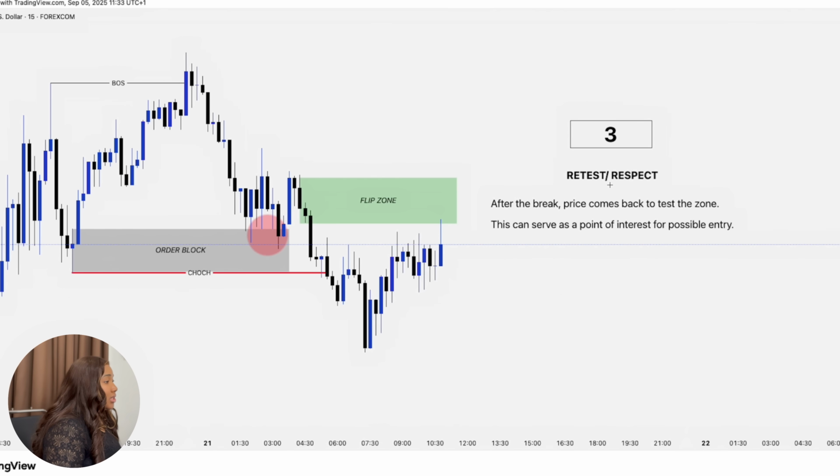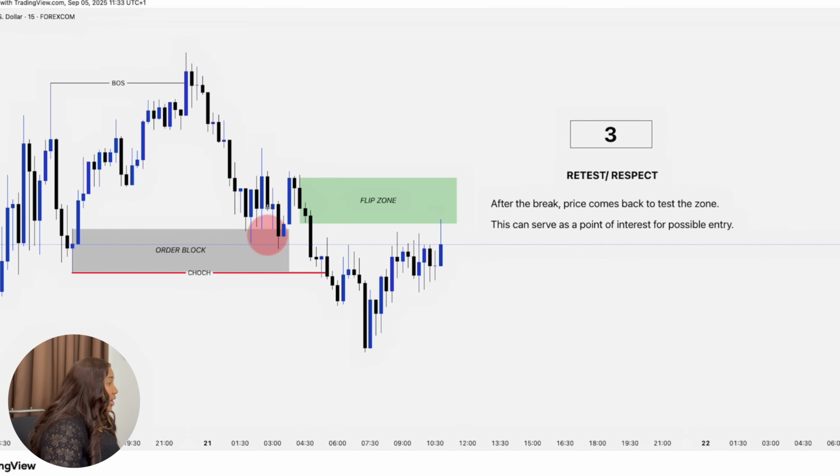So the next here is retest and respect. So after the break, you wait for price to come back into the flip zone. So just like I've written here, after the break, price comes back to test the zone. This can serve as a point of interest. So the flip zone would now be your point of interest. So once the break happens, wait for price to retest the flip zone.